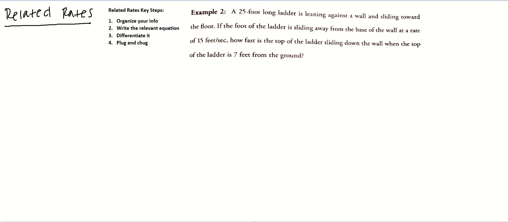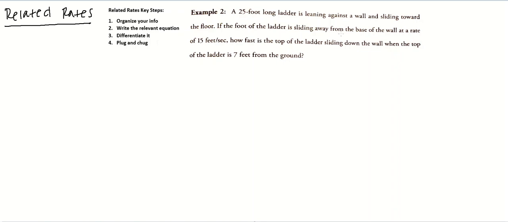So here we have a 25-foot long ladder that is leaning against a wall and sliding toward the floor. If the foot of the ladder is sliding away from the base of the wall at a rate of 15 feet per second, how fast is the top of the ladder sliding down the wall when the top of the ladder is 7 feet from the ground?